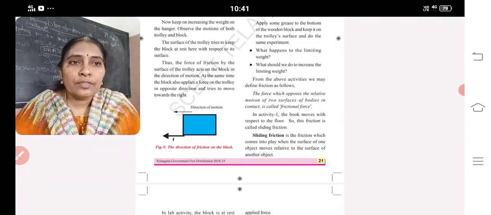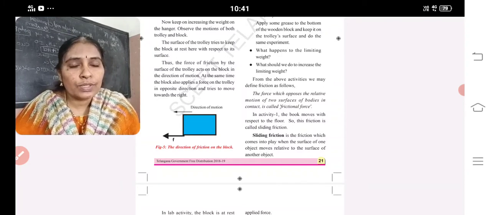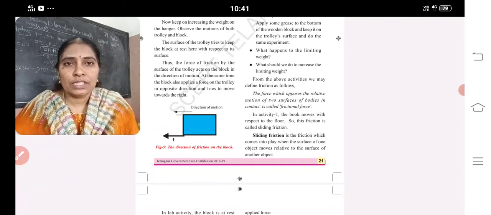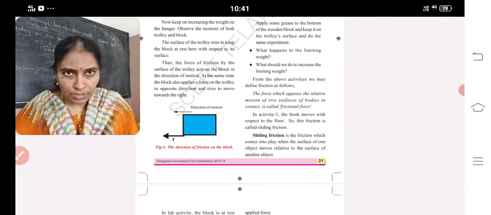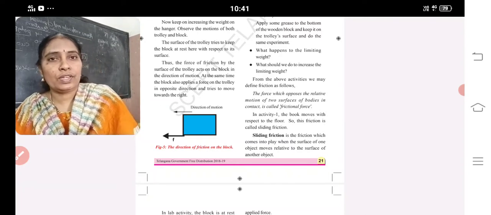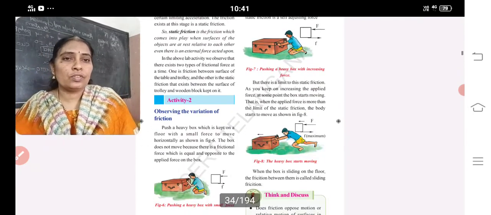Sliding friction is a friction which comes into play when the surface of one object moves with respect to the surface of another object. Relative to the surface of another object, if one surface moves relative to the surface of another object, such friction is said to be sliding friction. Clear?